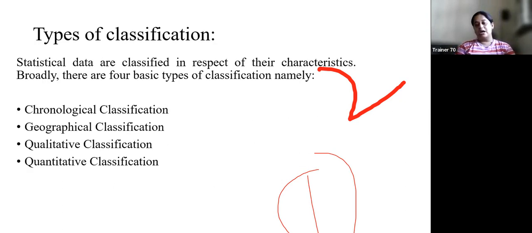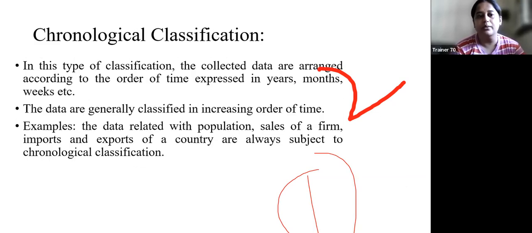Then we have types of classification. There are 4 types of classification. First one is chronological classification. Then we have geographical classification, qualitative classification, and quantitative classification. Now let us understand these one by one. Chronological का क्या मतलब होता है?